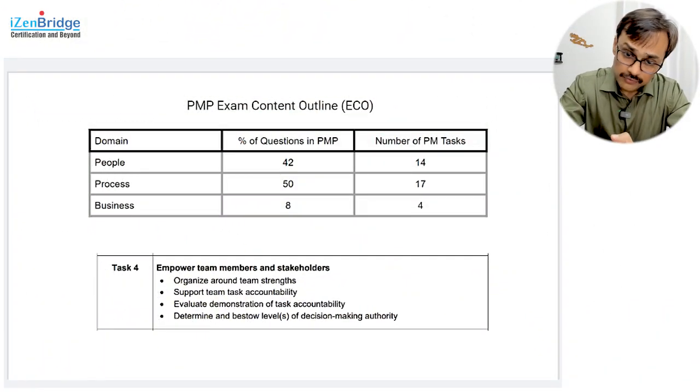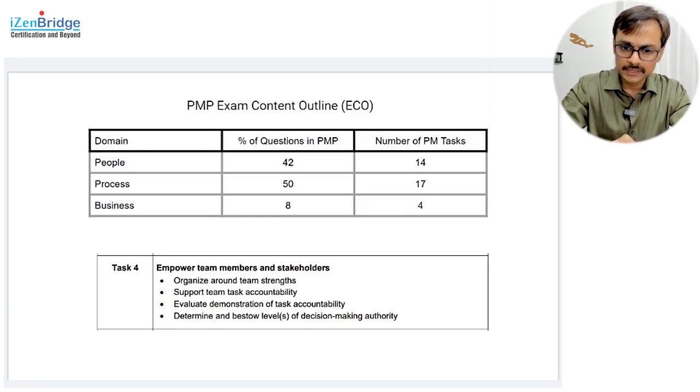As usual, reminding again that we need to focus more on the exam content outline now rather than focusing on PMBOK, any version of PMBOK 6, 7, whatever. Yeah, we should focus on ECO more. And in the exam content outline, we have 14 tasks related to the people domain. And today we are focusing on task number 4, empower team members and stakeholders.